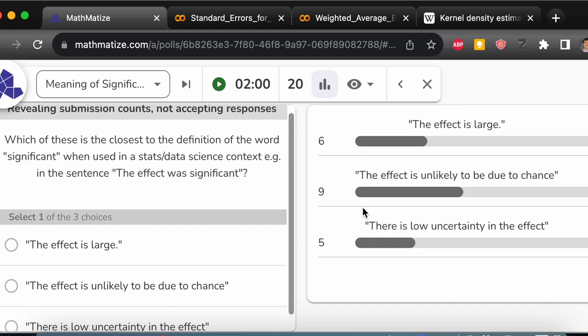The thing is, all three of them have something to do with significant, right? So it's like none of them are completely wrong, but one of them is definitely the best. So maybe someone wants to volunteer why they picked an answer and what they think it has to do with significance?